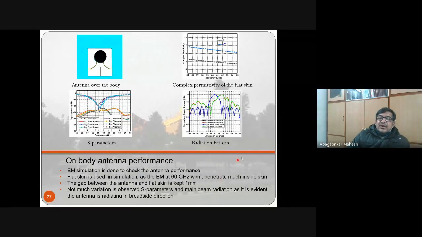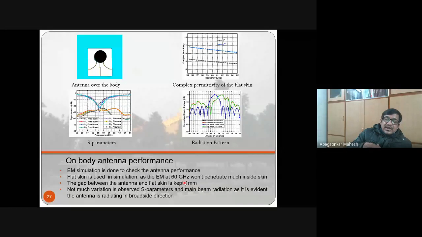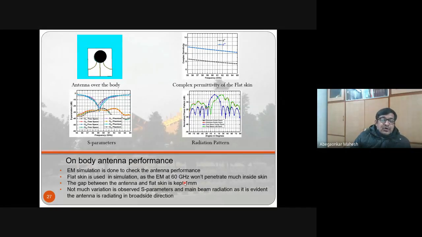The gap between the antenna and the flat skin is kept at 1 mm. Right? This gap is a variable gap. So in the experiments, we have done it at 1 mm. And what is seen is that not much variation is observed in S parameters and the main beam radiation, as it is evident that the antenna is radiating in the broadside direction. So the antenna is radiating in the normal direction to the plane of the antenna.